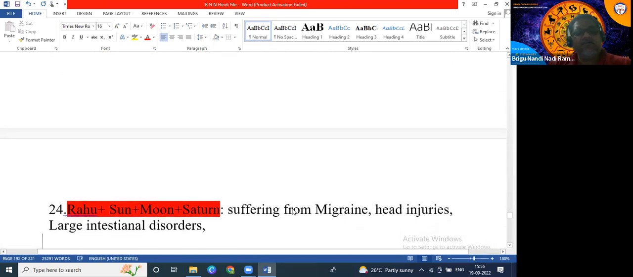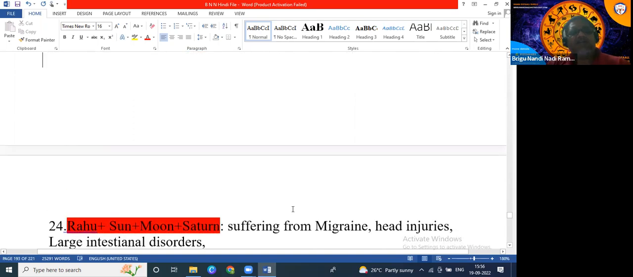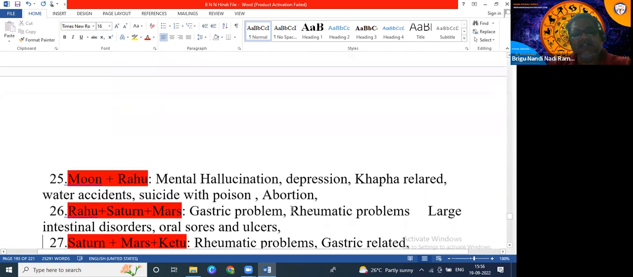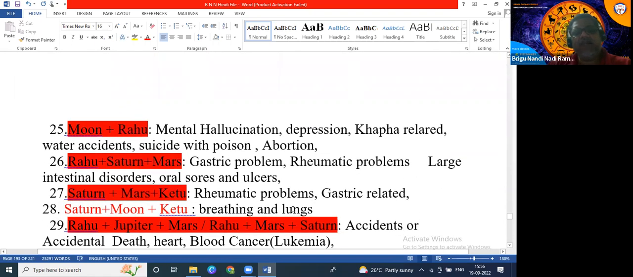And now Rahu is actually our head, so migraine, head injuries. And Rahu is intestinal disorders because Rahu is the large intestine. So Rahu with enemies Sun, Moon, Saturn, then there will be disorders. And Moon-Rahu is mental hallucination. The mind will be hallucinated and under illusion, so the native will not be able to take any positive decisions. He may be under depression, with kapha-related problems and water accidents, Moon-Rahu.